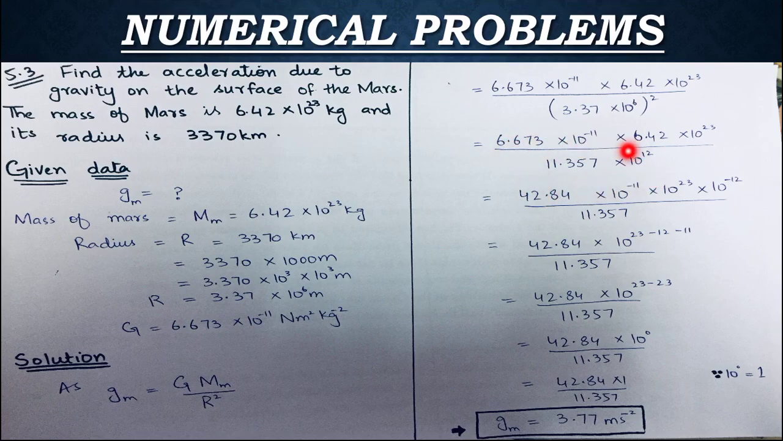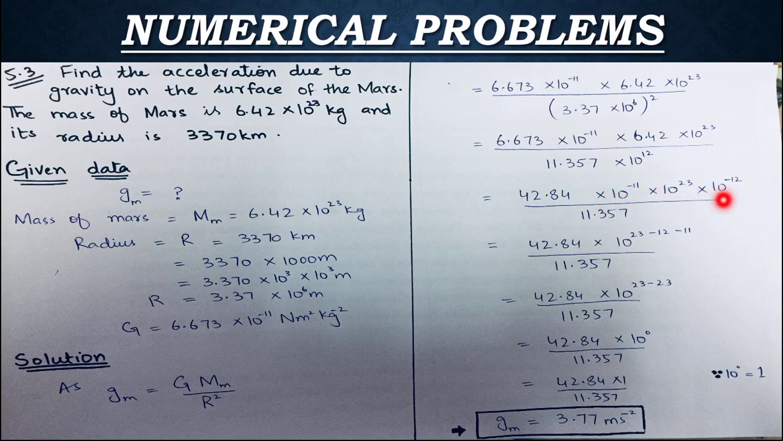Then I'll multiply 6.673 into 6.42. You'll get it as 42.84. Now, same in this equation, I'll move the 10 raised to the power 12 towards the numerator because the power was positive. So when it moves towards the numerator, it will be negative.